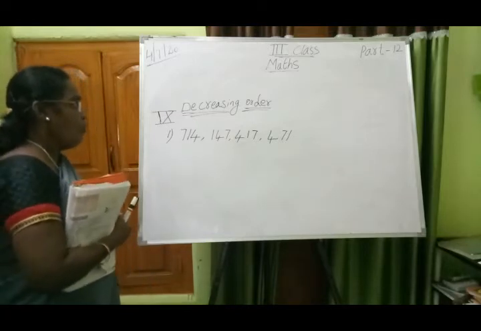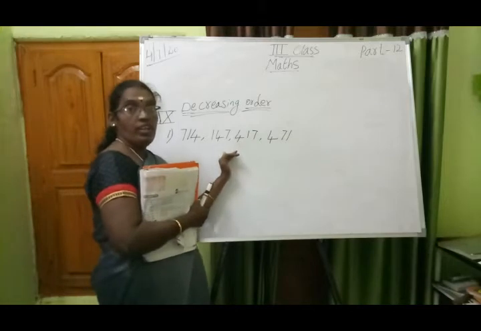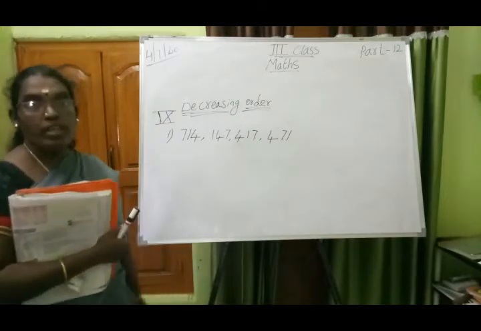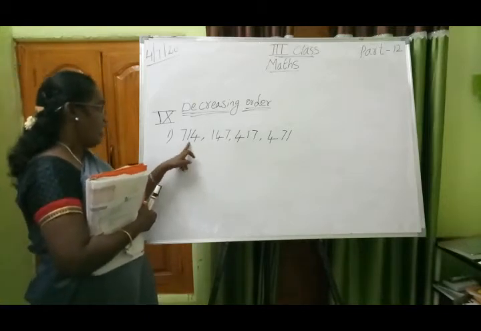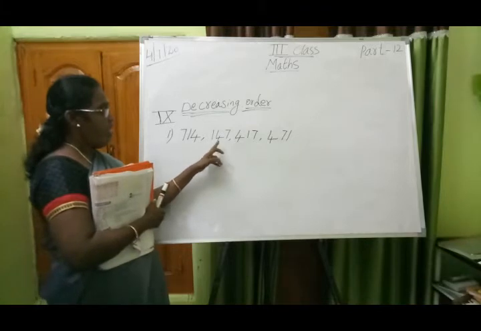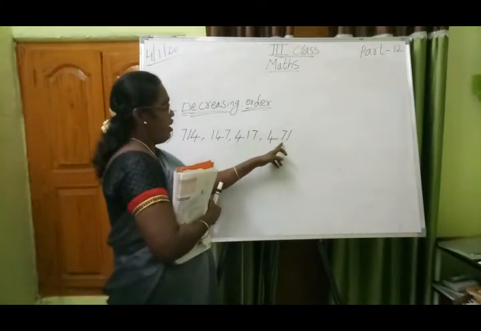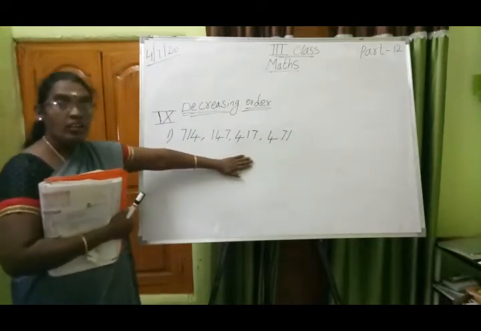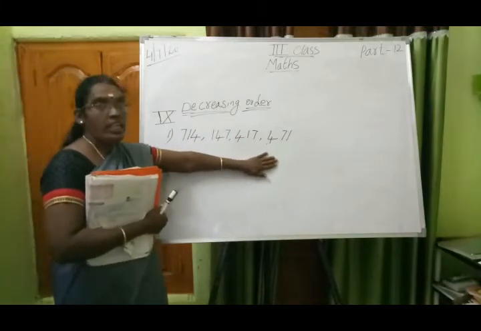Yeah? See, now we have to check how many digit numbers these are. How many digit numbers, children, say? 3-digit numbers. 1, 10, 100. Here all the numbers have a 3-digit number.